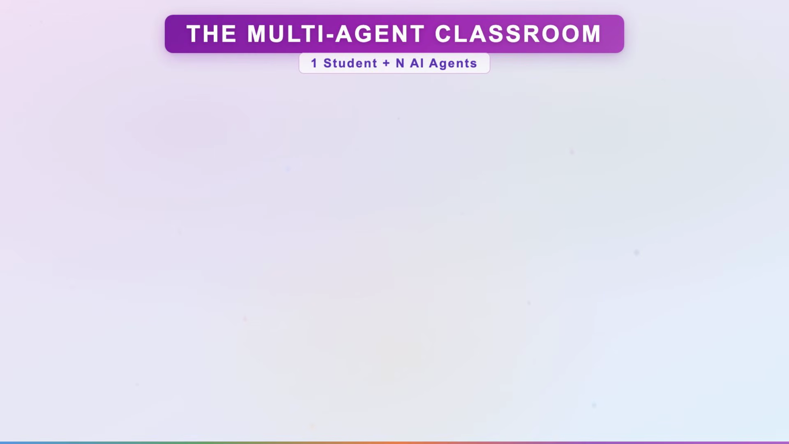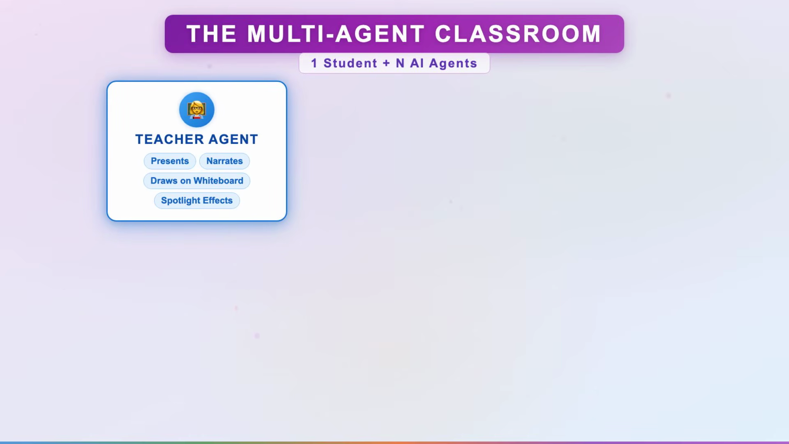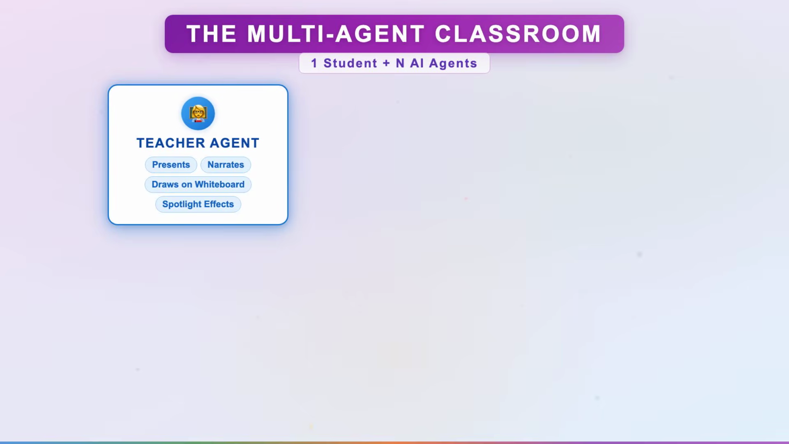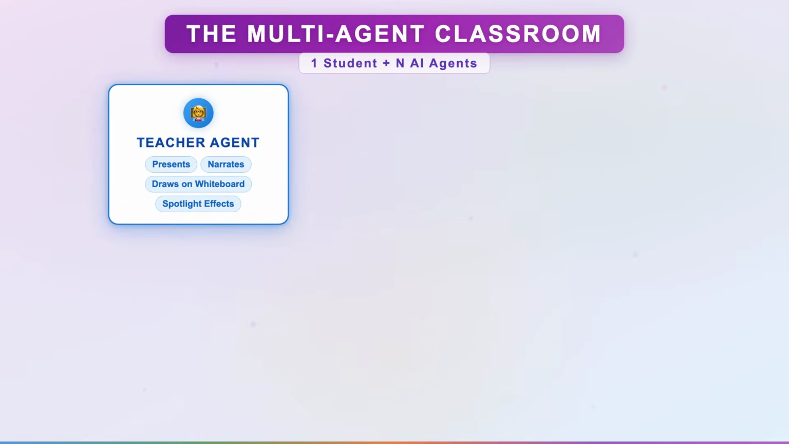Now, here's where it gets wild. OpenMAIC doesn't use one AI. It uses an entire team of AI agents, each playing a different role in the classroom. First, the teacher agent. This is your AI professor. It delivers lectures with a distinct teaching personality, narrates slides, draws equations and diagrams on a shared whiteboard in real time, and uses spotlight effects to highlight key concepts.